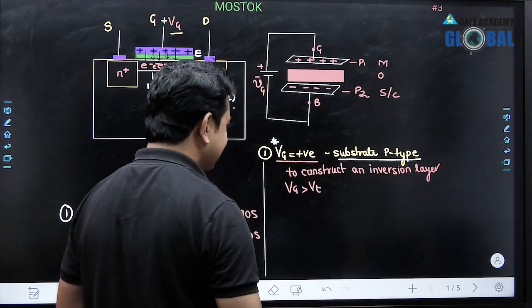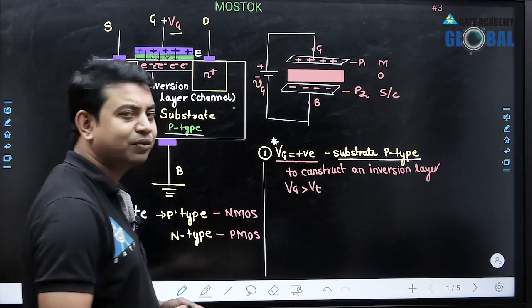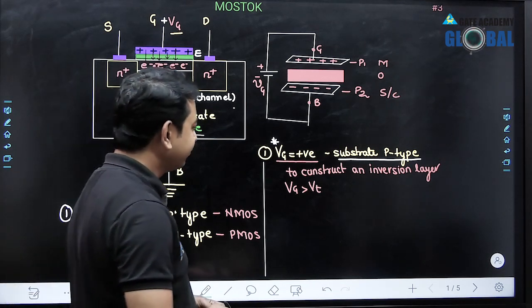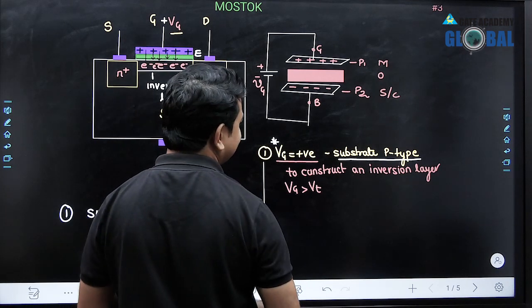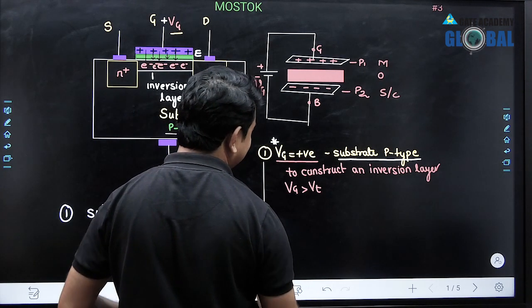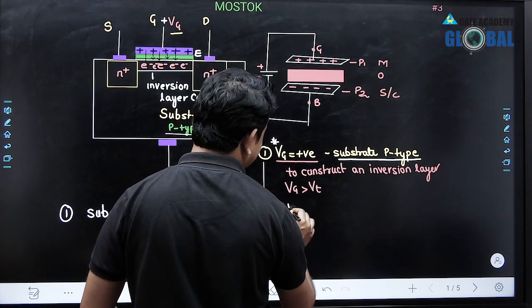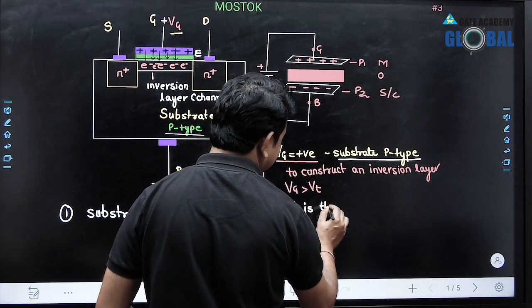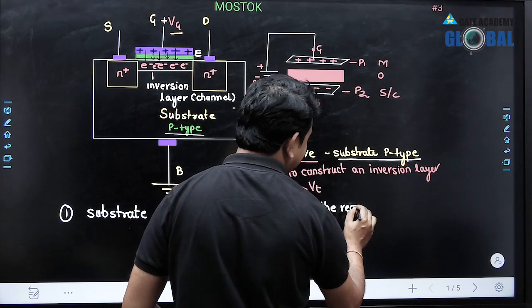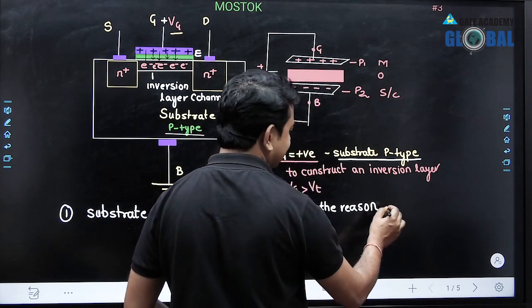So anyone can ask, sir, if the substrate is of n-type, then what is the voltage? Then the voltage must be negative. So I will tell you, to construct an inversion layer, the gate voltage must be greater than 0, and this Vg is the reason behind the conductive channel.